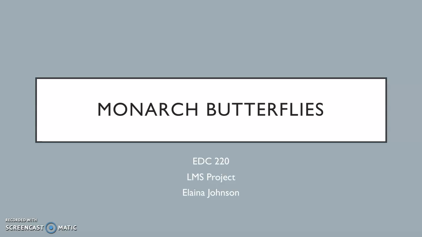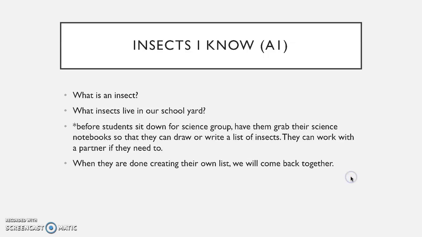Today I am going to teach students about monarch butterflies. So to begin, if I were to teach this to an actual class, I would have the students all sit on the floor and I would ask them, what is an insect? They would give me a description of what they think that insect is, and then I'd have them maybe think about what kind of insects would live in our schoolyard.